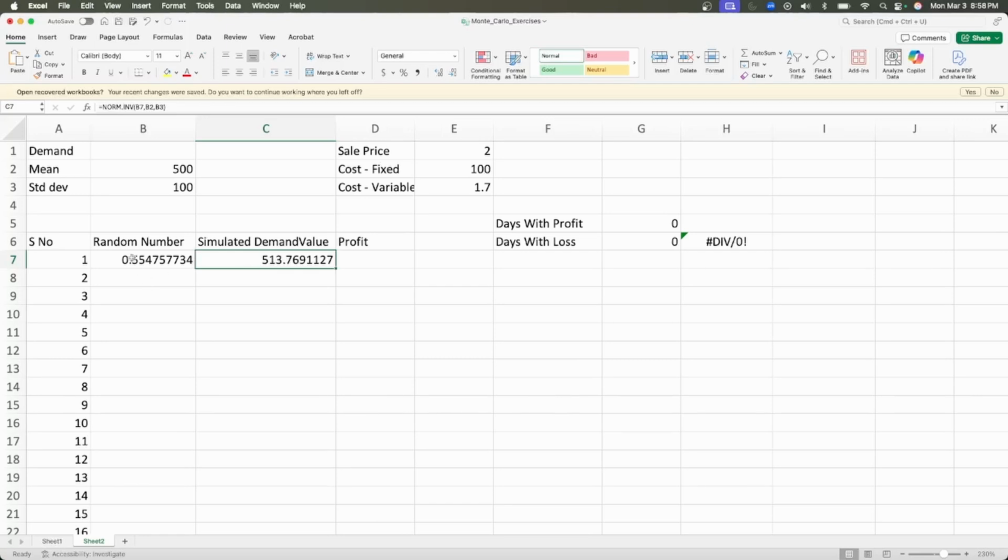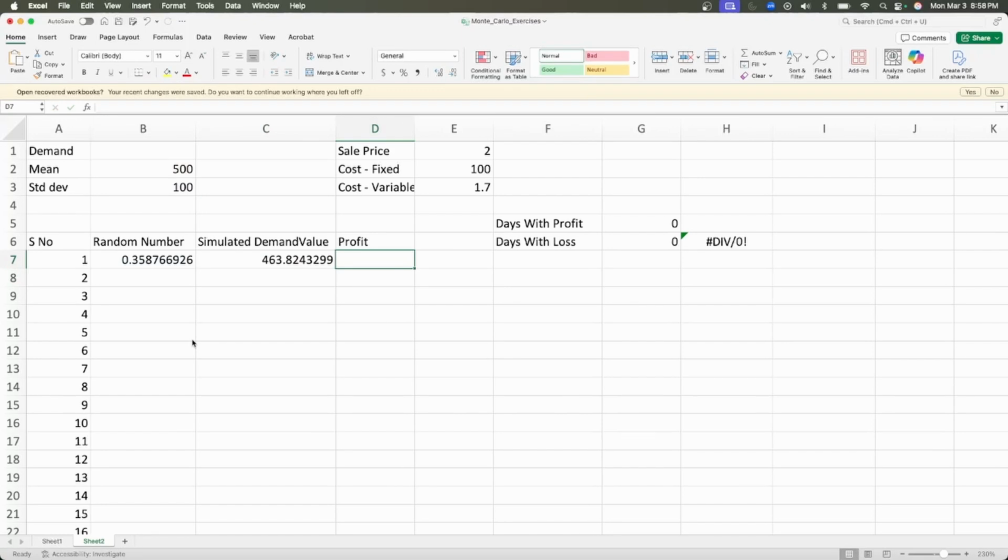Now, given the fact that I'll be copying this formula all the way down, I will go ahead and add some dollar signs here. In case you don't know why I'm adding the dollar signs, it's because once you drag the formula down, it will keep on changing the cells.